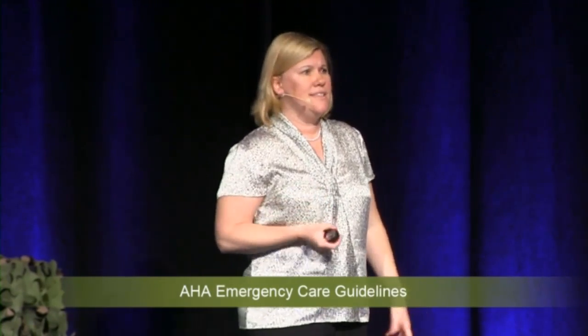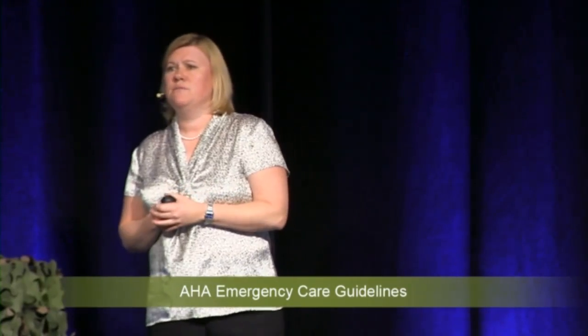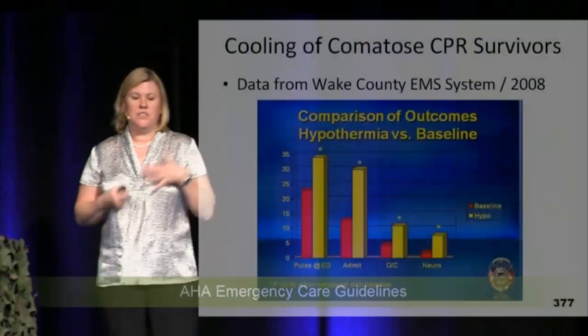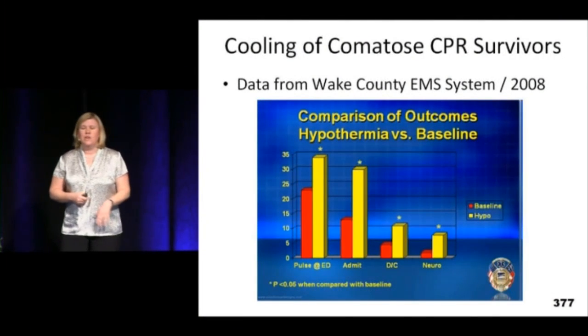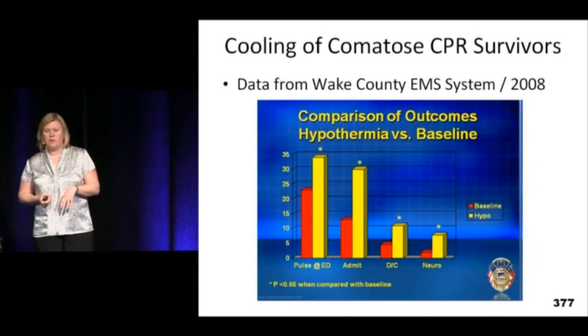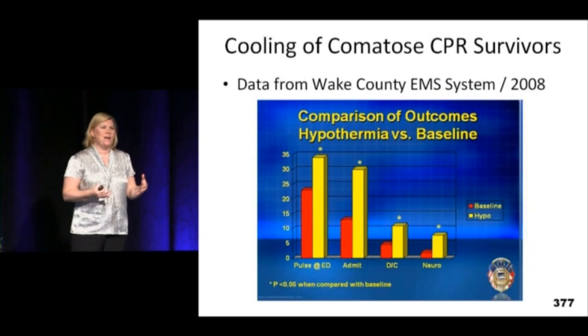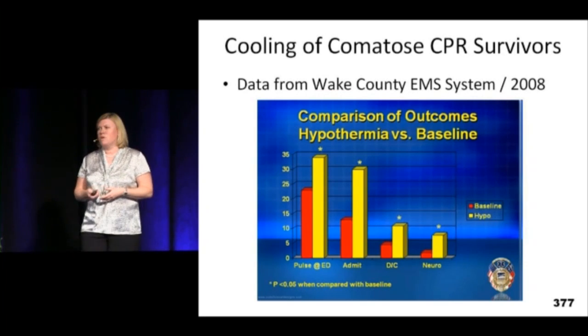You'll see charts like this in a lot of the data, basically looking at all the outcomes when it comes to resuscitation literature. We look at survival to admission to the hospital, survival to discharge from the hospital, survival in terms of neurologic outcome, and when you look at hypothermia, it seems to have trends towards the positive.